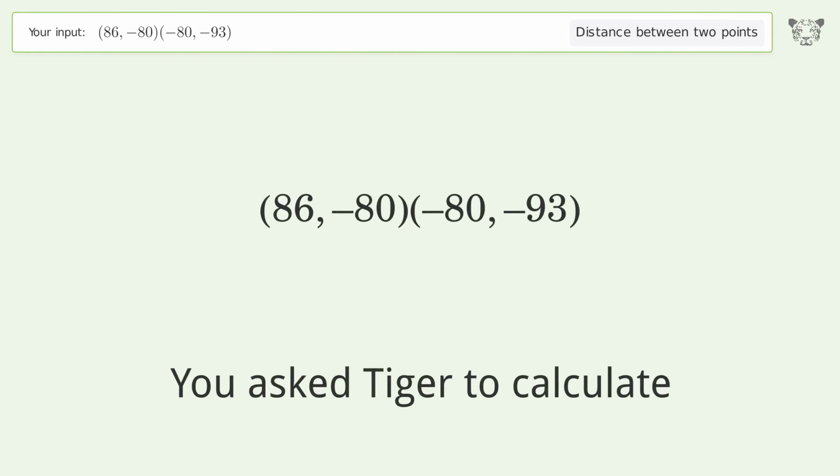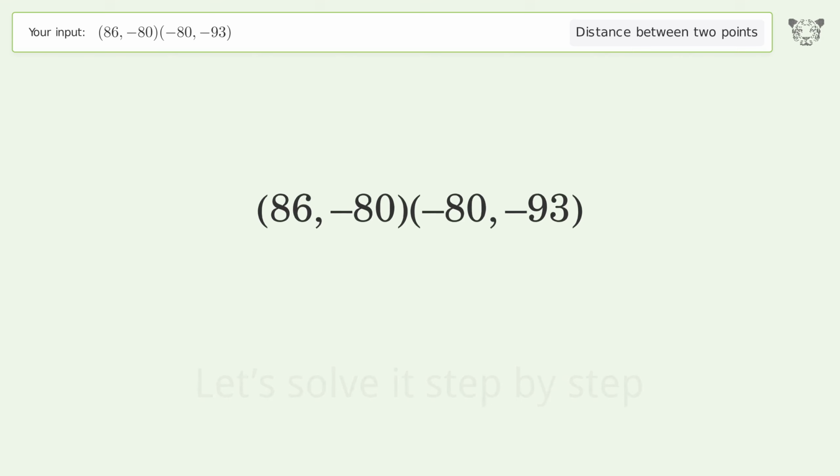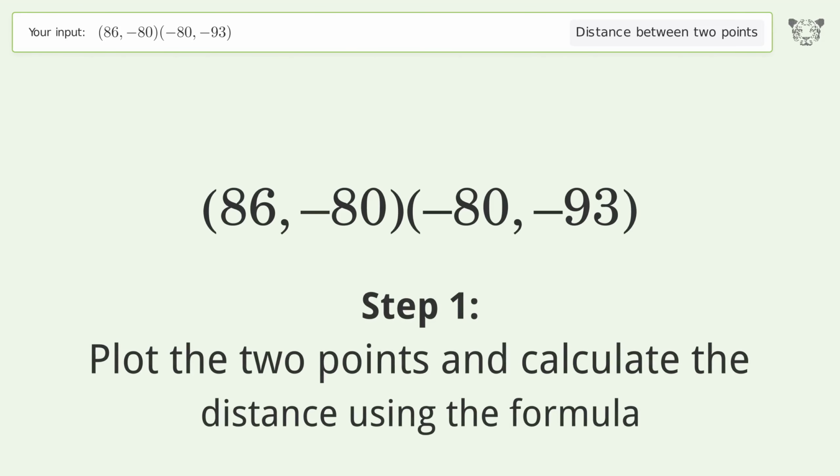You ask Tiger to calculate. This deals with the distance between 2 points. The distance between the 2 points is the square root of 27,725 or 166.508. Let's solve it step by step. Plot the 2 points and calculate the distance using the formula.